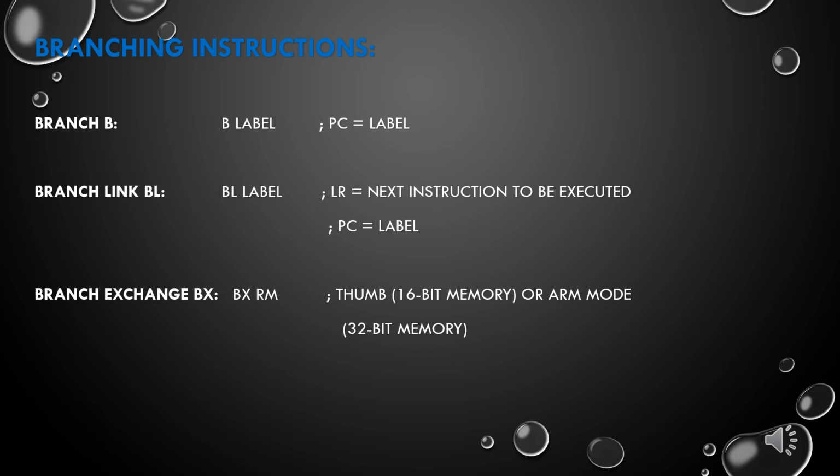Branch exchange. Its syntax is BX RM, where RM is a register. This instruction is used for branching like B and BL. What differs is that it is used for instruction mode change. The two modes are Thumb and ARM mode. Thumb mode is 16-bit and ARM mode is 32-bit. The last bit of the register RM determines which mode it is.